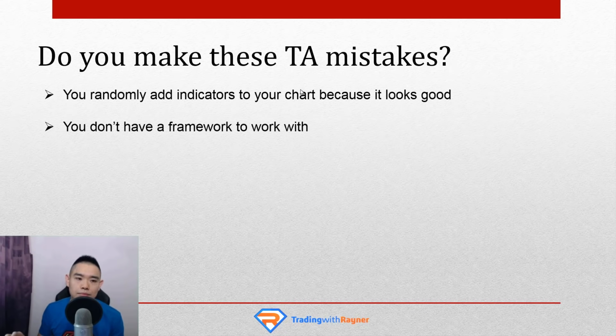Mistake number two, you don't have a framework to work with. I know this sounds a bit vague, so let me explain. Let's say you want to build a house. How would you go about doing it? Will you just go out there to a store and say, let me buy a toilet bowl because I need a toilet bowl for my house.